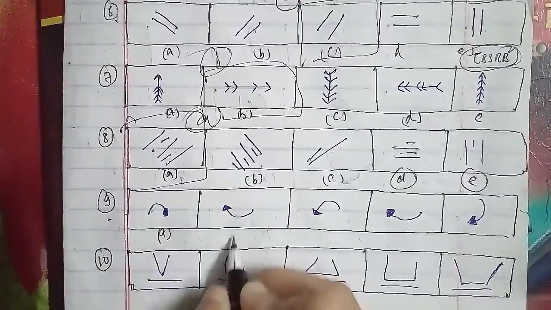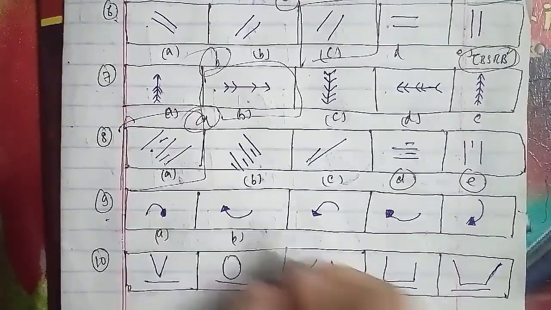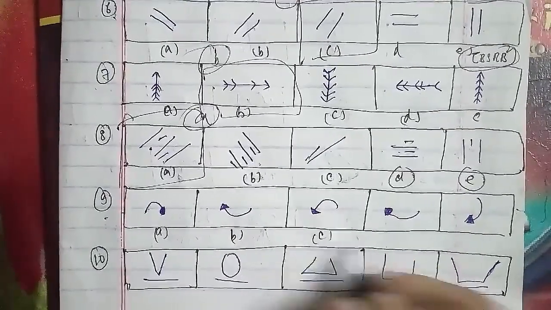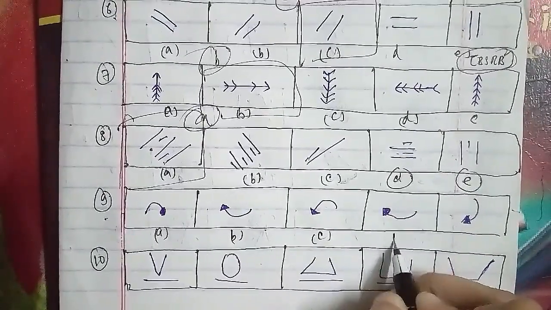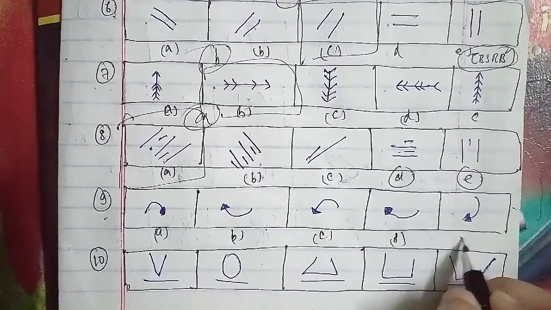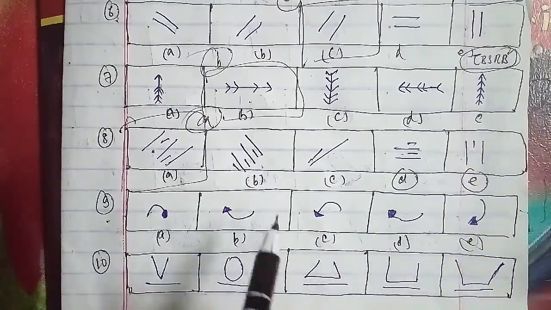We will be going ahead with the next one, which is the 10th question of the session. This is a V with a line, that is A, a circle with a line, this is B, then C, this is D, and this is E as well.